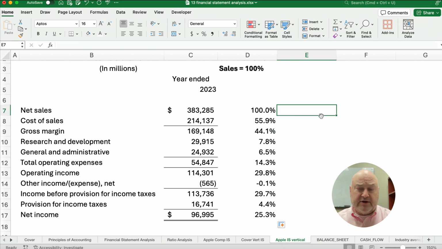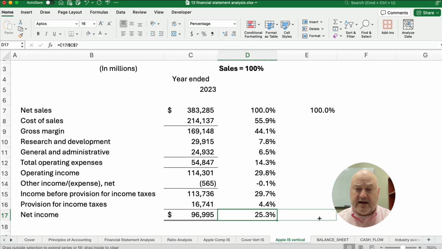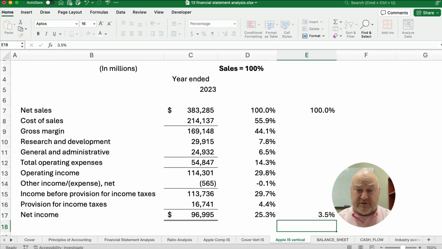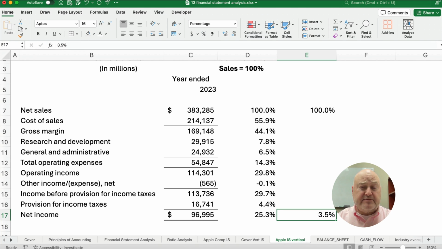Because, you know, if we looked at maybe Walmart, now I haven't looked at the numbers real recently, but Walmart would have 100% at the very top. In fact, let's copy this over. Let's make that 100%. So Walmart sales, but because it's a discount retailer and not a computer company, their net income would be something like 3.5% of sales. So Apple is more profitable on a per dollar or a percentage basis than maybe another company like Walmart.